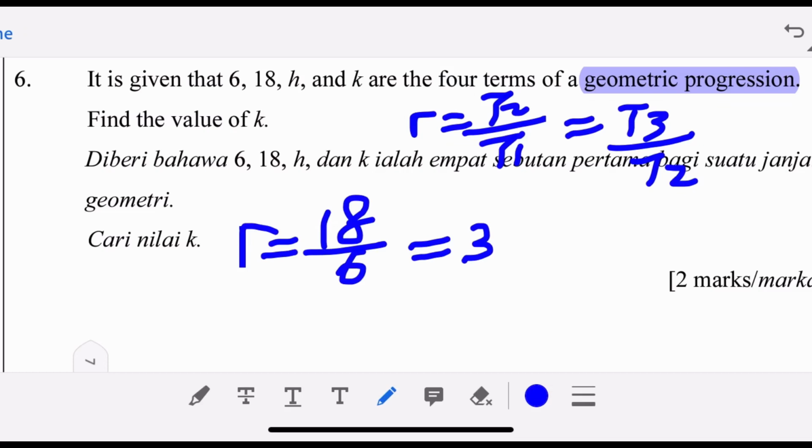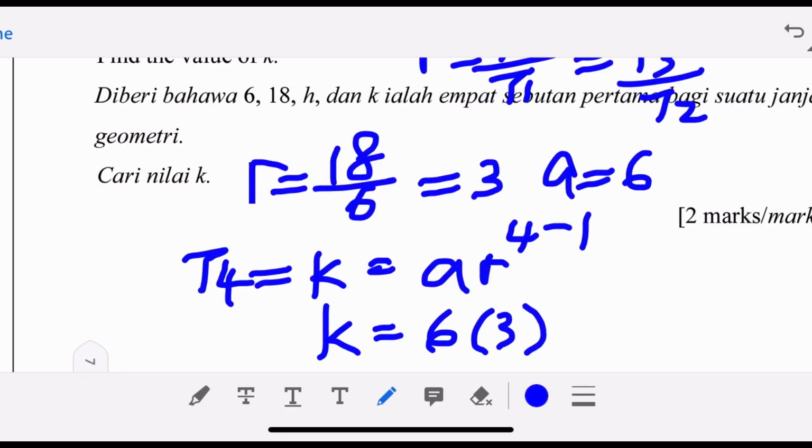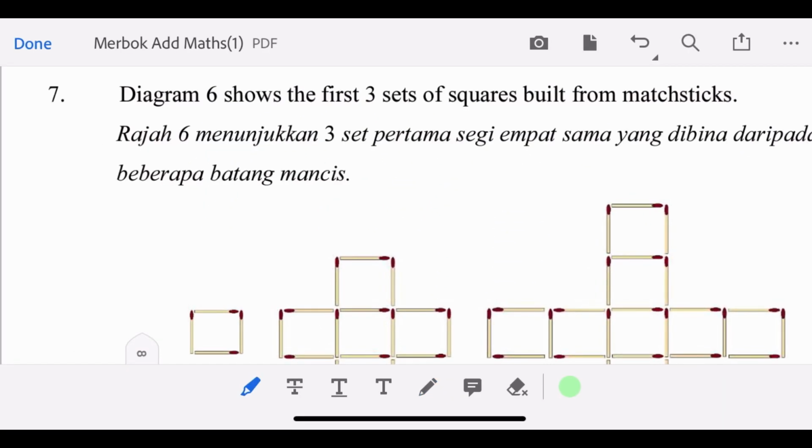The a is 6, the r is 3, and 4 minus 1 is actually 3, right? So you simplify your answer. This one I'm sure everyone can get 2 marks easily, right? So your T4 is K. So answer K is 162. Let's see the next question.